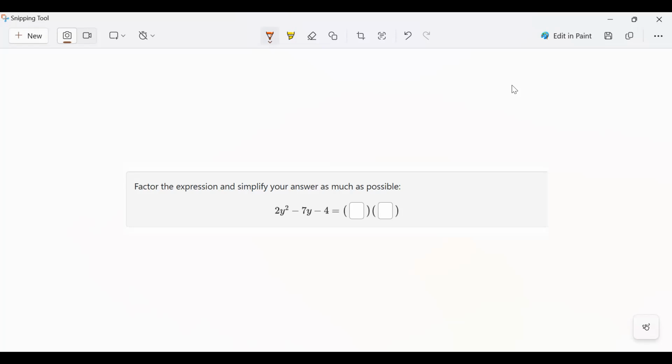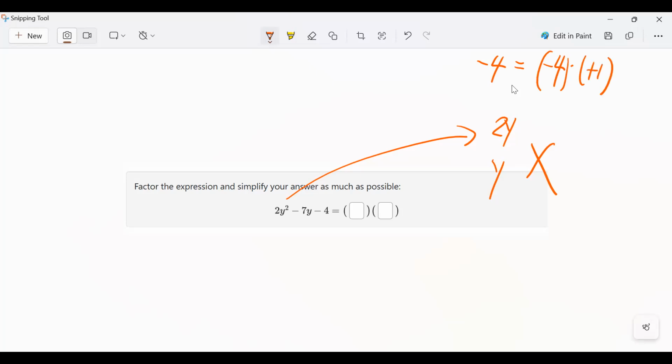All right, let's go over the solution here. So basically, first one we factor by bringing down the 2y squared, right? Y. For negative 4, it's going to be 4 times probably 1. 2 and 2 doesn't work, right? It will never work.